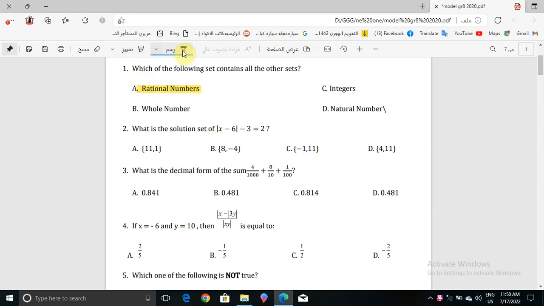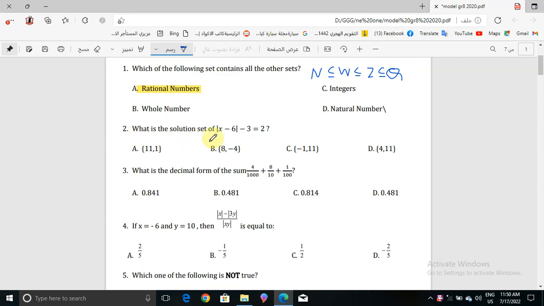Why? Because, as we said before, natural numbers are a subset of whole numbers, and whole numbers and natural numbers are a subset of integers, and all three of them are subsets of rational numbers. So rational numbers contain all of these sets together.